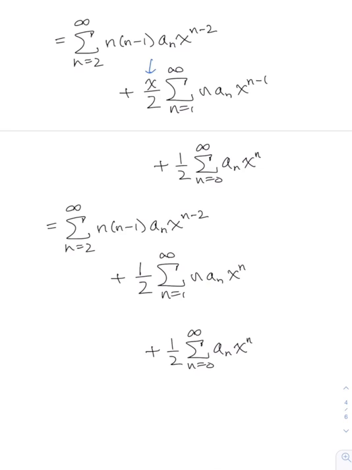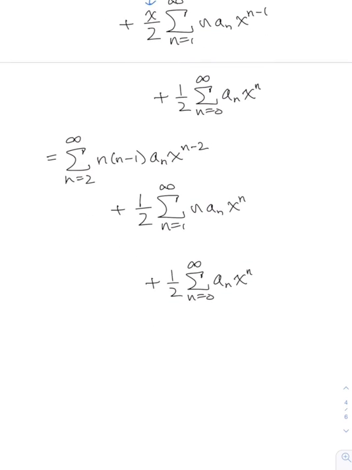Okay, now I want to combine them. To combine them, I need like powers of x. I've got x to the n in 2 of the series, that's great. But the first series has n minus 2, so I want to do a shift of index on that one. Okay, so I'm going to do my copy and paste thing again.